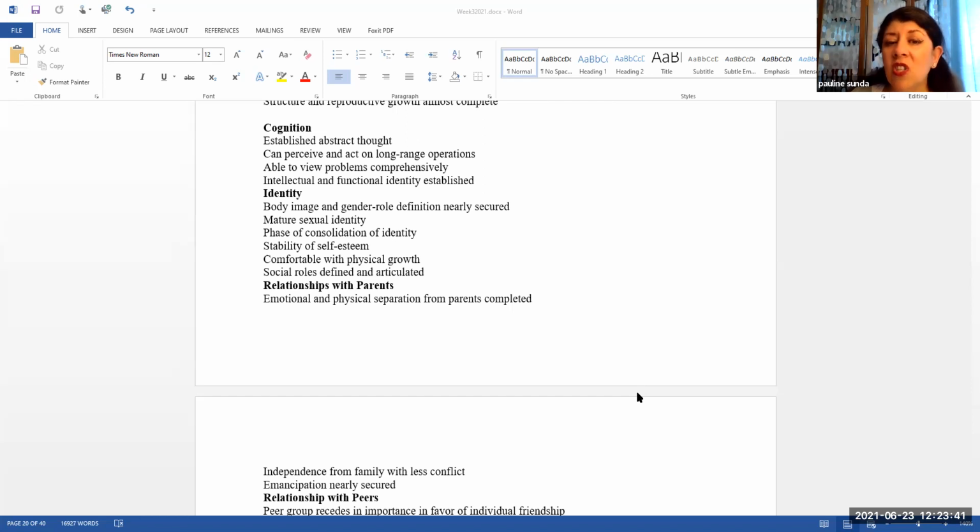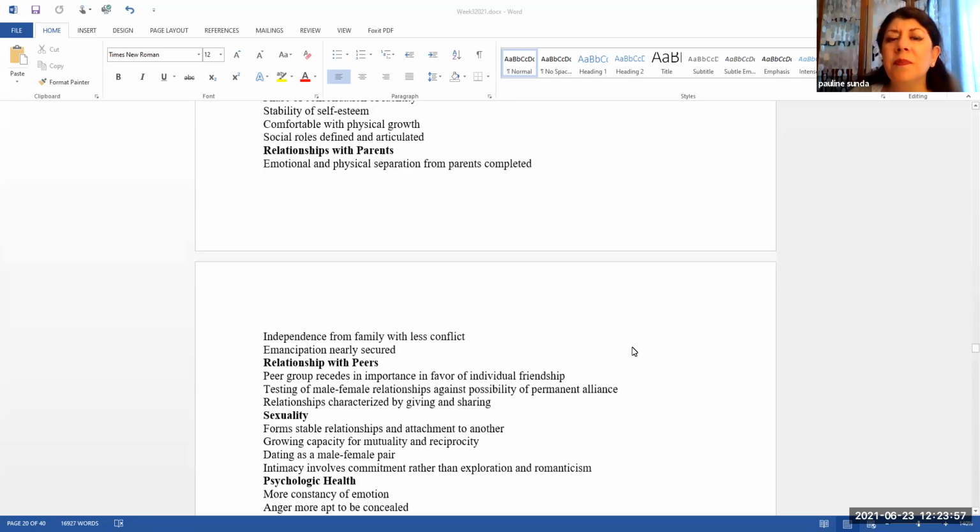Identity, their body image and gender role definition is relatively secure. They have a mature sexual identity. They have a stable self-esteem. They're comfortable with their growth. Their social roles are defined and articulated.